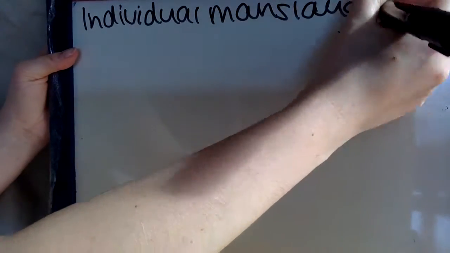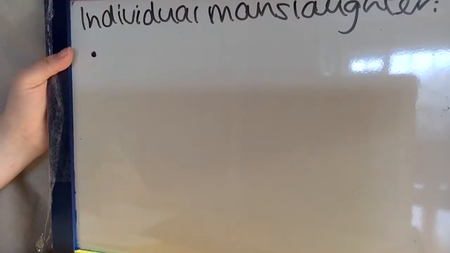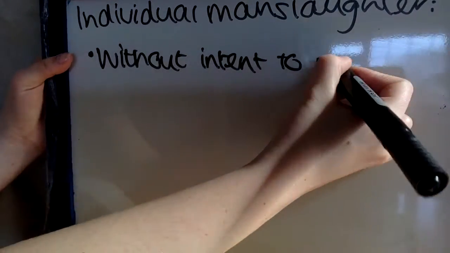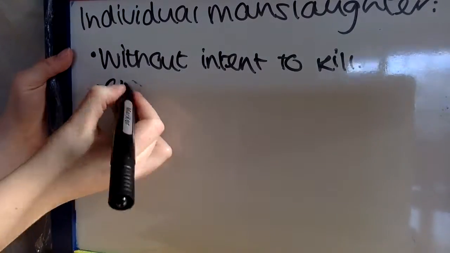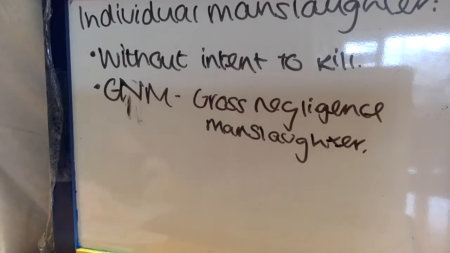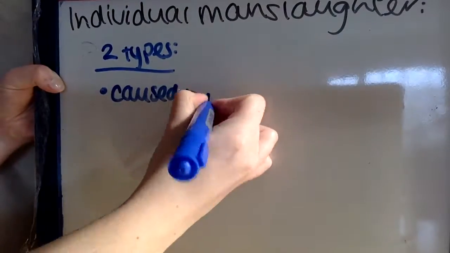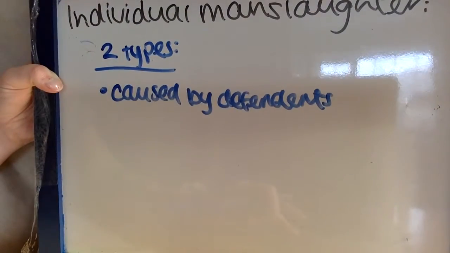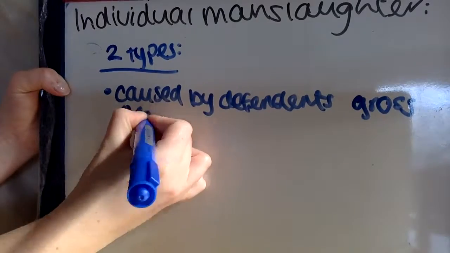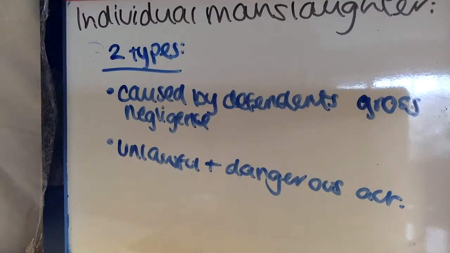Involuntary manslaughter is in contrast to voluntary manslaughter and occurs when a person kills without the intent to kill, or gross negligence manslaughter. Apart from the absence of requisite intent, all other elements of the offence are the same as for murder. There are 2 types of involuntary manslaughter: 1, that caused by the defendant's gross negligence, and 2, that caused by an unlawful or dangerous act.